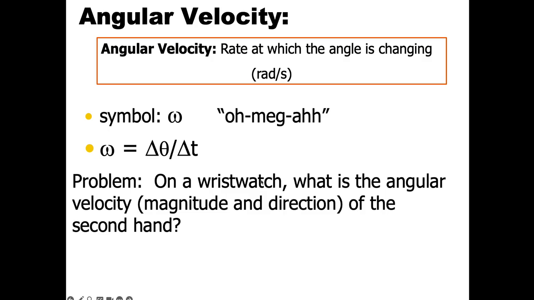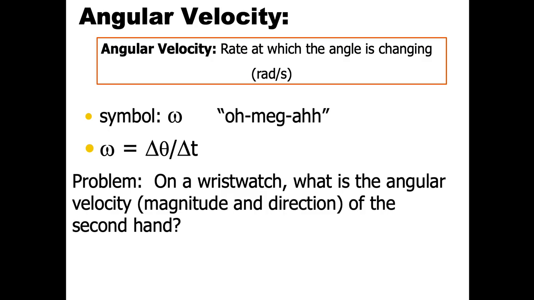So on a wristwatch, an old one, what is the angular velocity, the magnitude and direction? What does that tell you about these angular things? That they must be vectors as well. The magnitude and direction of the second hand on a watch. If you think about that second hand as it goes around, does it matter how big the second hand is? No, it doesn't. Its radius doesn't matter because I only care about the rate at which the angle is changing.